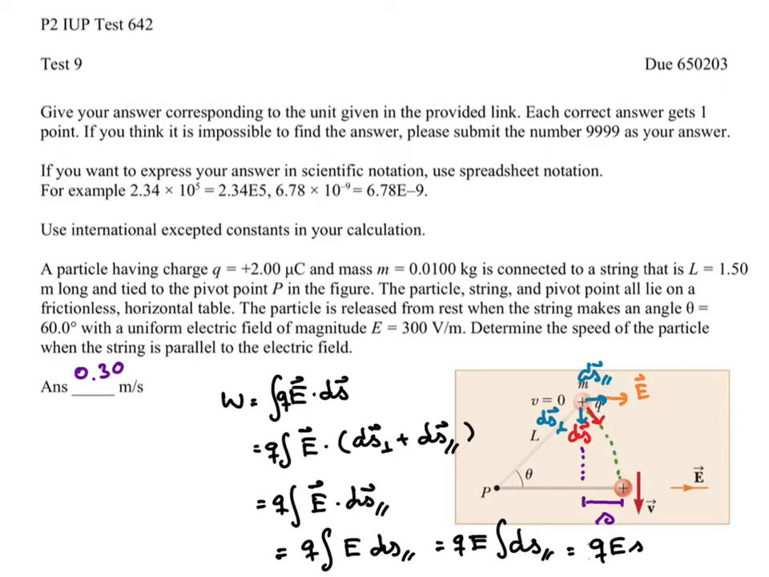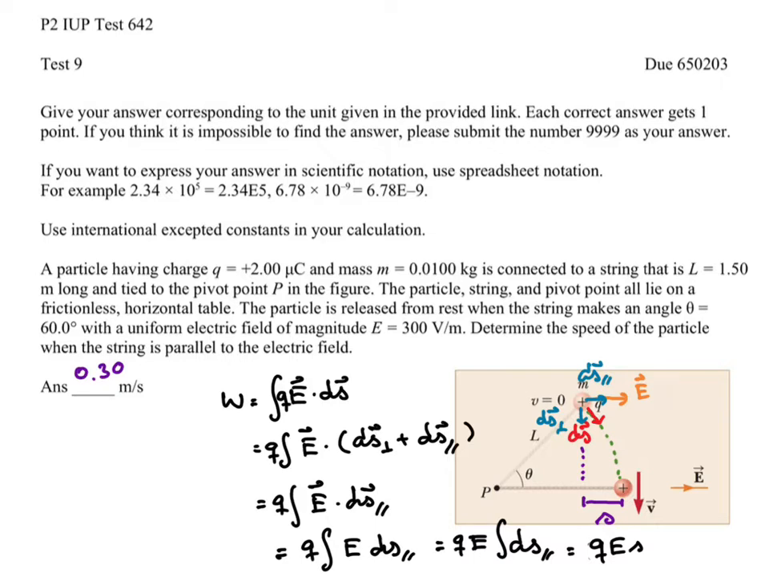So this is a top view. The particle is released from rest when the string makes an angle theta equal to 60 degrees with a uniform electric field of magnitude E equal to 300 volts per meter. We need to find the speed of the particle when the string is parallel to the electric field.